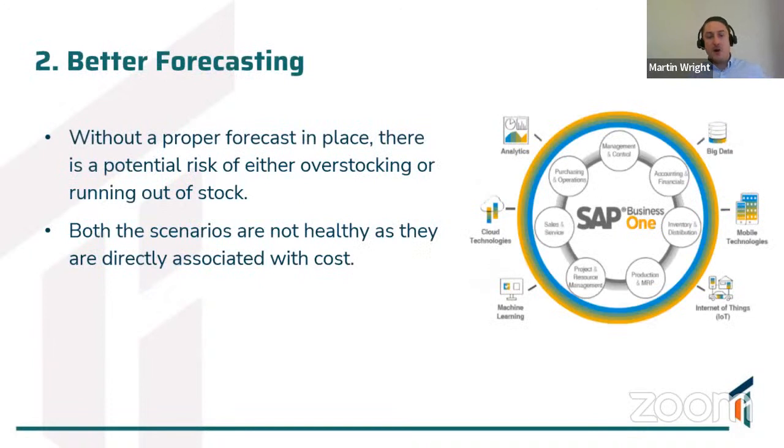So better forecasting kind of ties into the sales team. Being able to forecast opportunities matters, and without proper forecasting in place, there's the risk of overstocking or running out of stock, which is a huge scenario for any company, because if you don't have stock, obviously you can't sell. And that can lead to loss in sales.